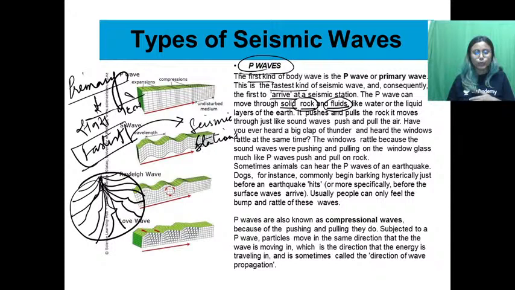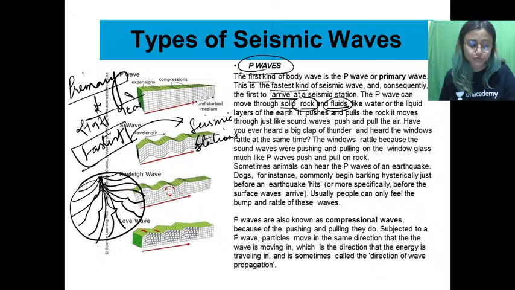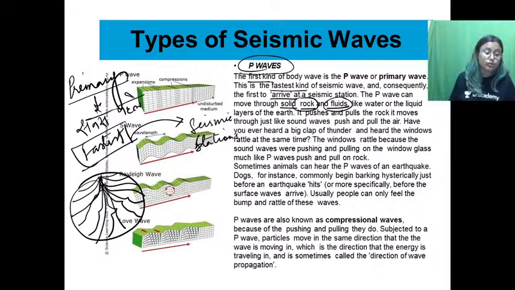So for example, in your exam, you might get a question asking which waves are also known as compressional waves, right? Or P waves are also known as, hai na? Such a question might come. So a question will come that which of the following waves are known as compressional waves? A, primary wave. B, secondary wave. C, Rayleigh wave. D, Love wave. Now you will have to find out the answer.